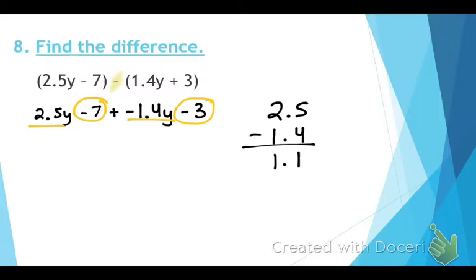When you do that, a lot of people here told me negative 1.1y. What's wrong with that? It's not a negative. Take the sign of the larger number, so it's just 1.1y. Now, let's combine the constants. What is negative 7 plus negative 3? Negative 10.